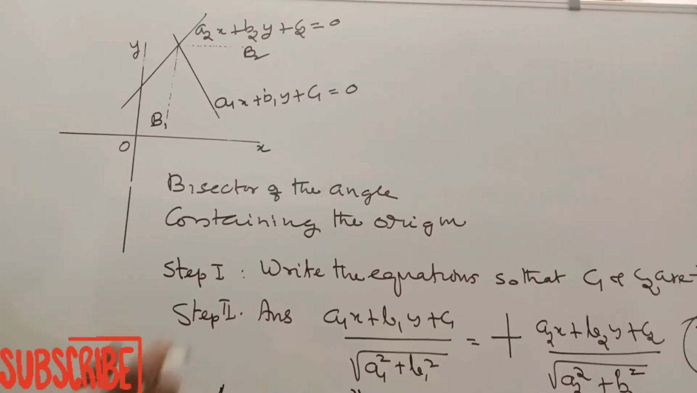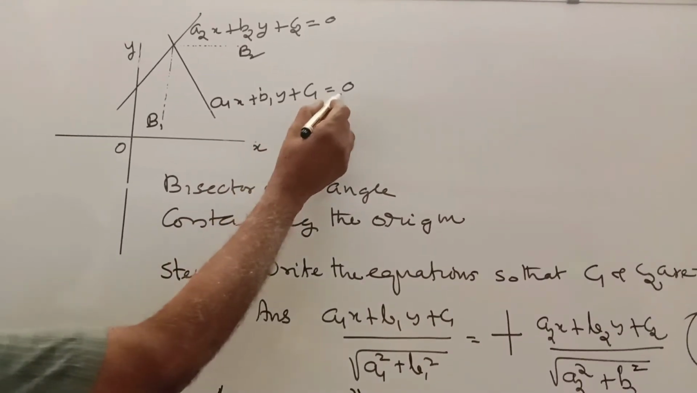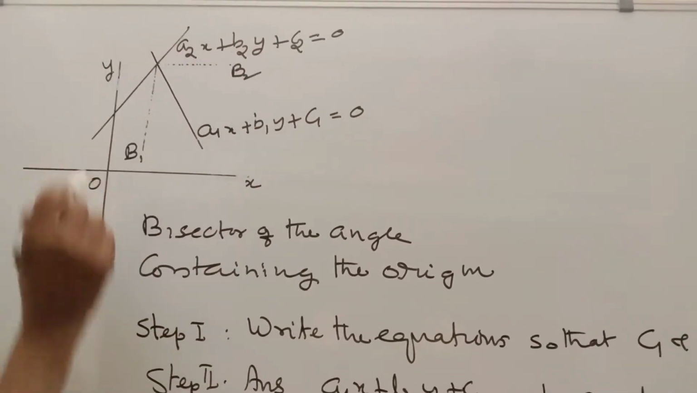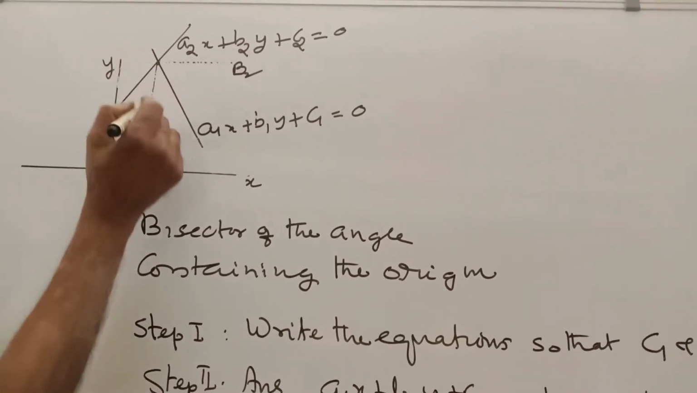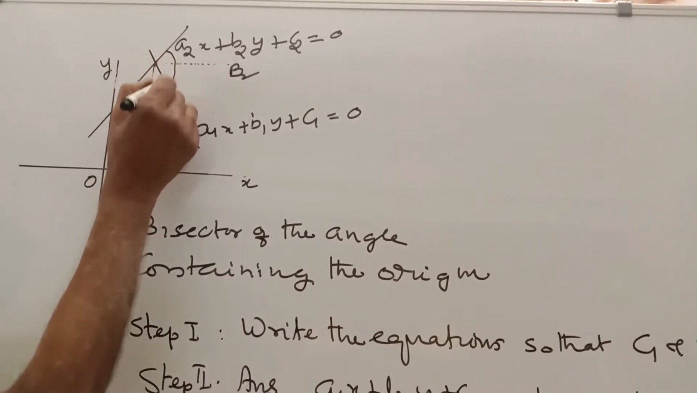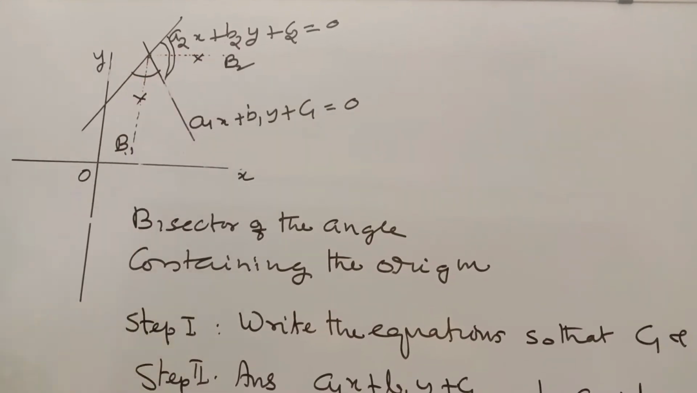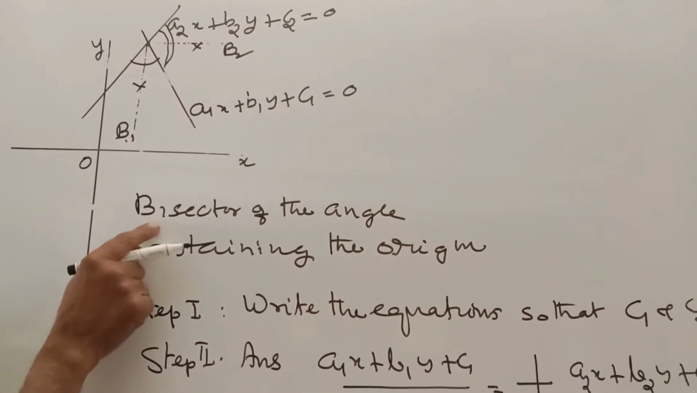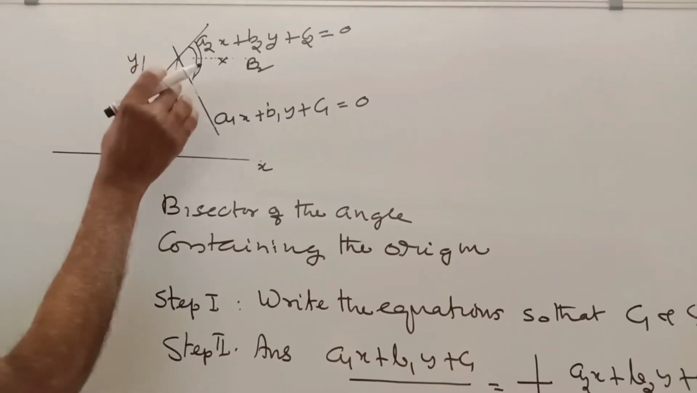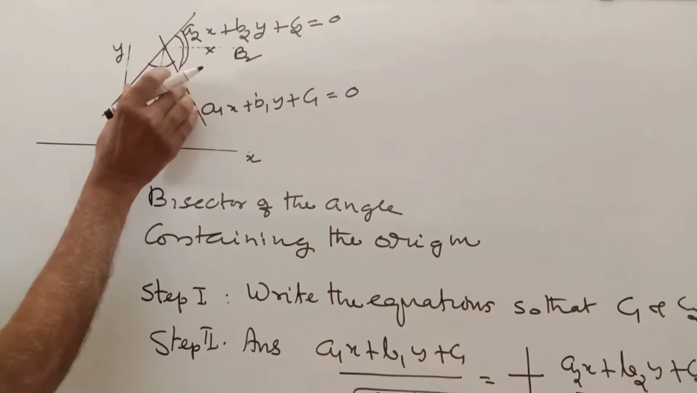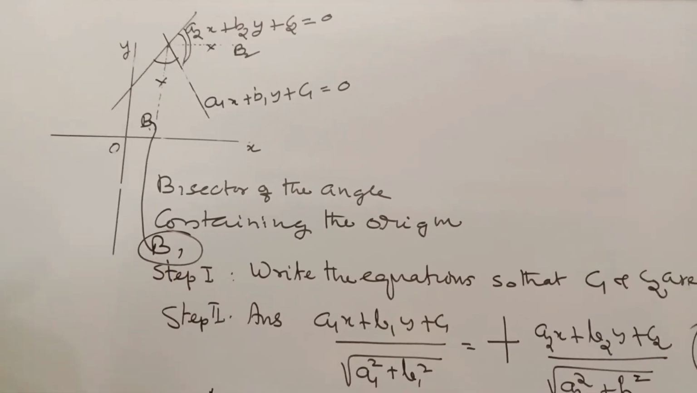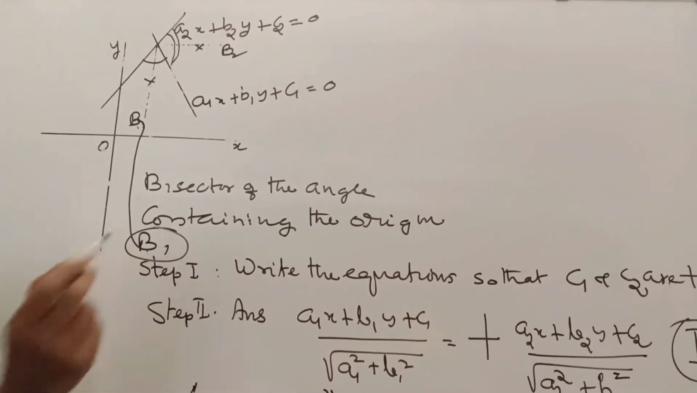Here we consider a1x plus b1y plus c1 equal to 0 as a straight line, and a2x plus b2y plus c2 as another straight line. They intersect at a point. There is bisector 1 and bisector 2. Now the question is the bisector of the angle containing the origin. So this is the origin and this is the angle containing the origin. So the bisector is B1. The question is B1, the bisector of the angle containing the origin.